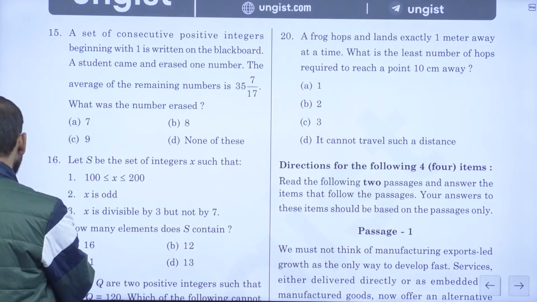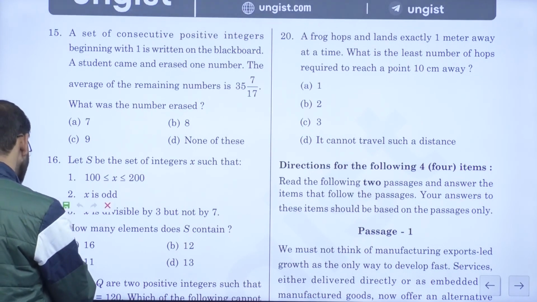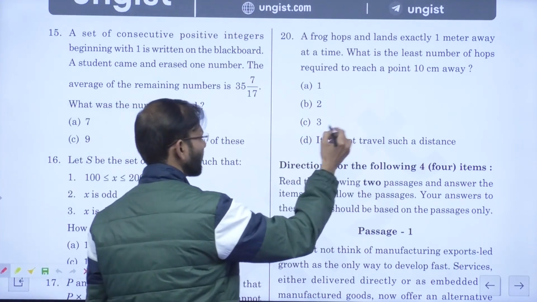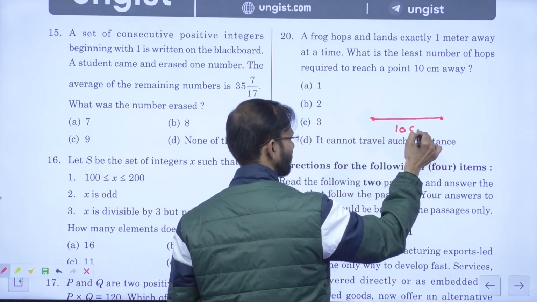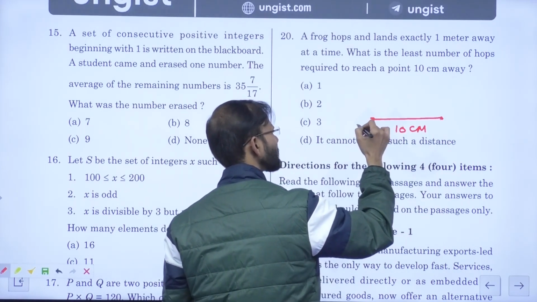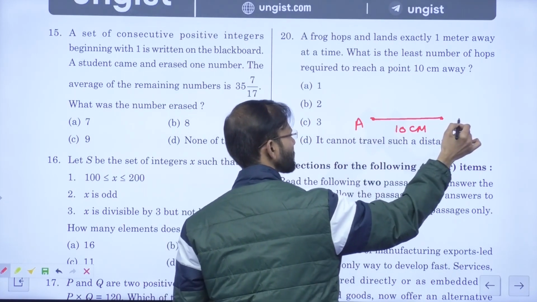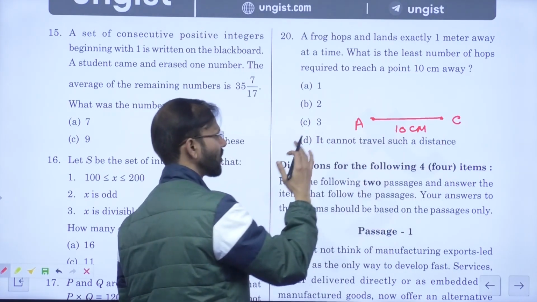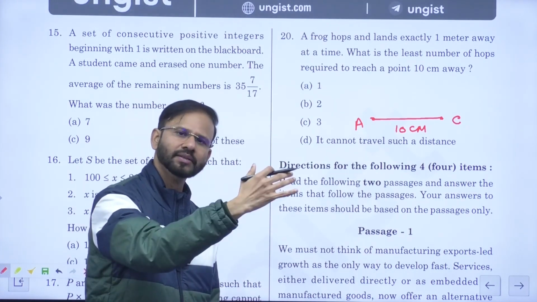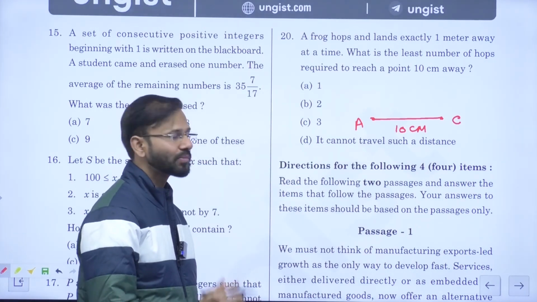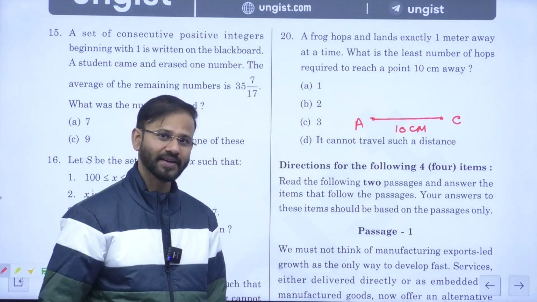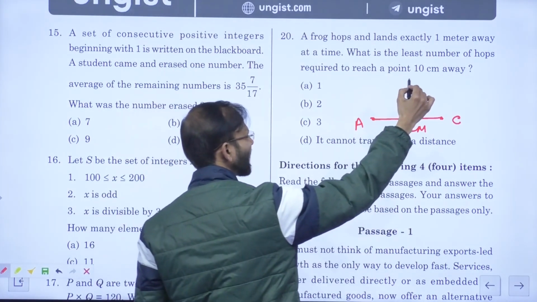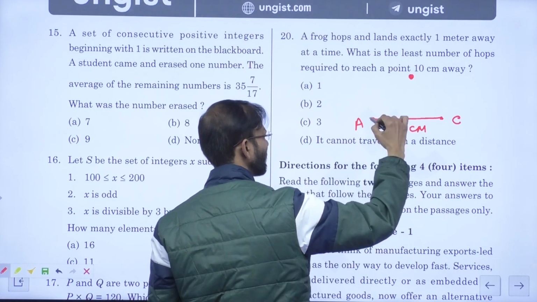Guys, here you just have to be a bit observant. Let's say this is the place 10 centimeter away. Fine. So let's say this is A and this is C. Frog has to jump from A to C. But the problem is in one jump he goes 1 meter. So let's take an intermediate point here, B.